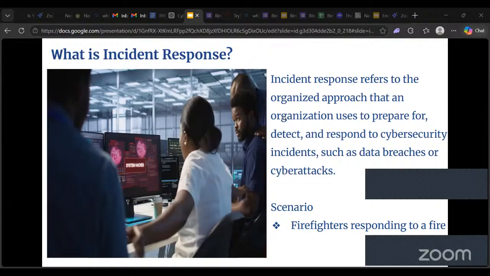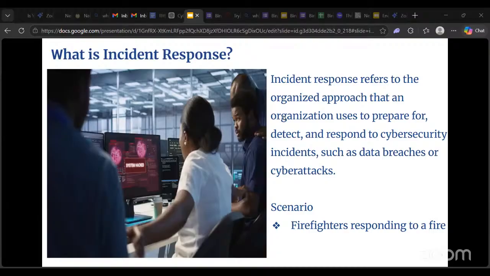Now, taking it into cybersecurity, a cyber attack or data breach can cause huge damage to organizations, potentially affecting its customers, brand value, intellectual property, and time and response. Now, what incident response tries to do is that it aims to reduce the damage an attack causes and helps the organization to recover as quickly as possible.